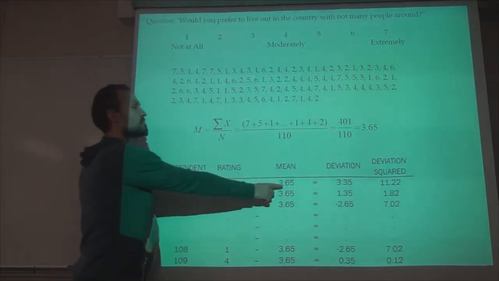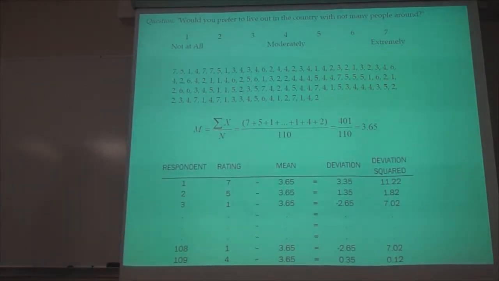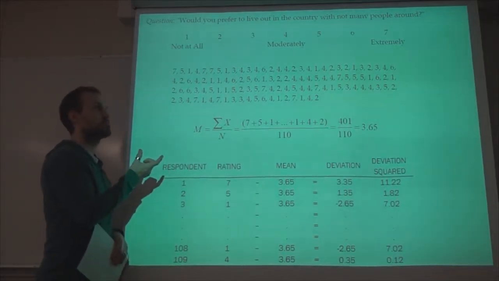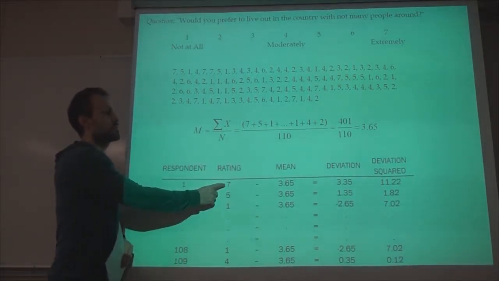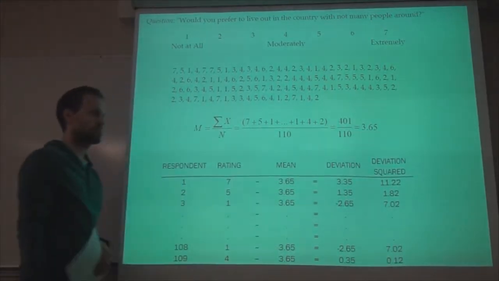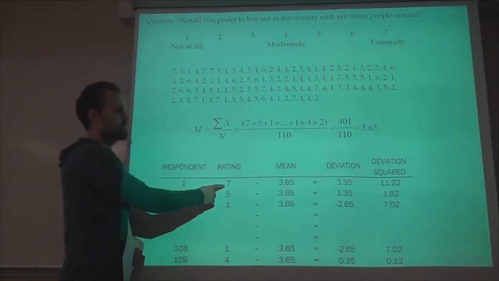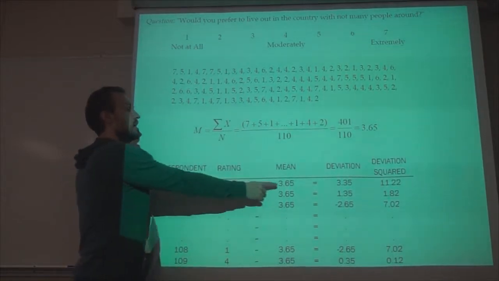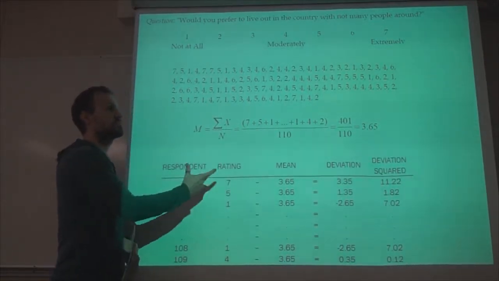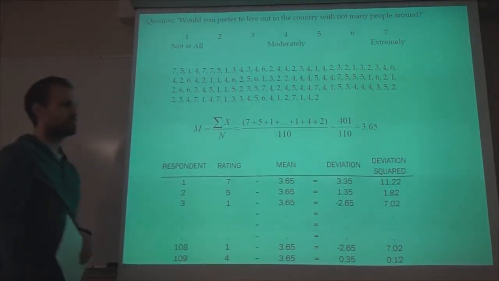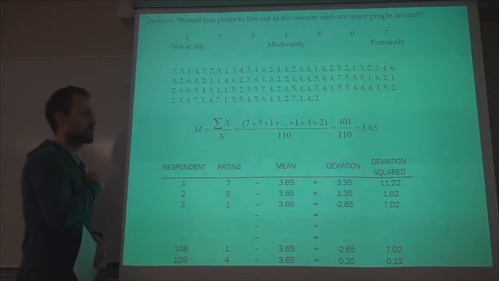If I compare that to the mean, to the average, 3.65, I want to keep track of the difference between the actual score and the average score, the deviation, so to speak. If I take the score of that person, 7, and I take away the mean, that's the distance between the two, 3.35. Don't worry about the last column just yet.